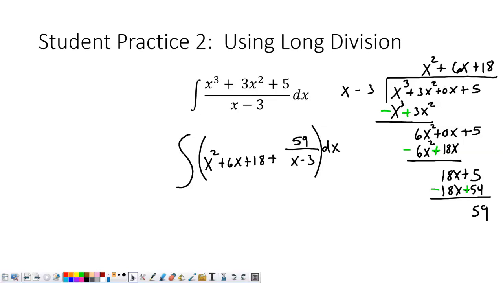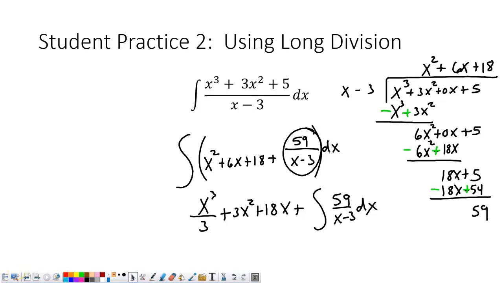All right? The next thing we're going to do is we're going to integrate each piece. Okay? So now the last piece, you can wait on that one. But go ahead and integrate the other 3 pieces first. Pause the video. When you're done, you can check your work. So if you integrate x squared, you get x cubed over 3. If you integrate 6x, you get 3x squared. If you integrate 18, you get 18x. And we haven't integrated the last piece yet, so I just wrote it as an integral still.